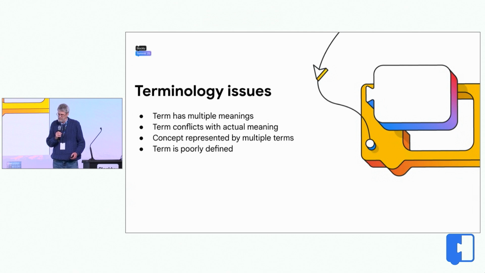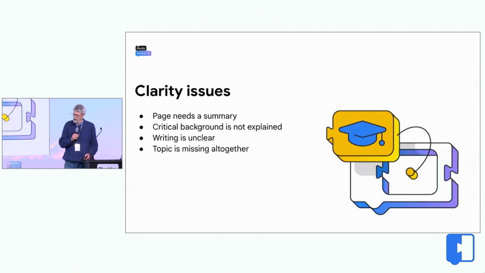We had some concepts that were represented by multiple terms and some cases where the term was simply poorly defined or not defined at all. There were some clarity issues. Some pages, like the localization docs, told you basically what was going on in the details, but they didn't give you an overview so that you understood where you were going.